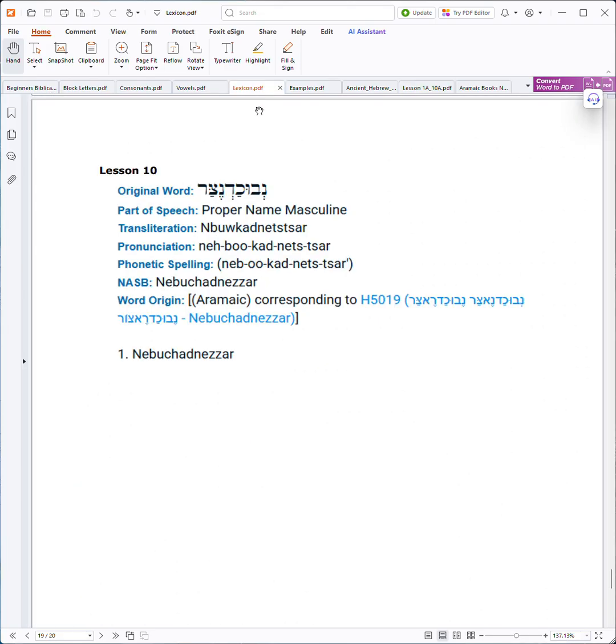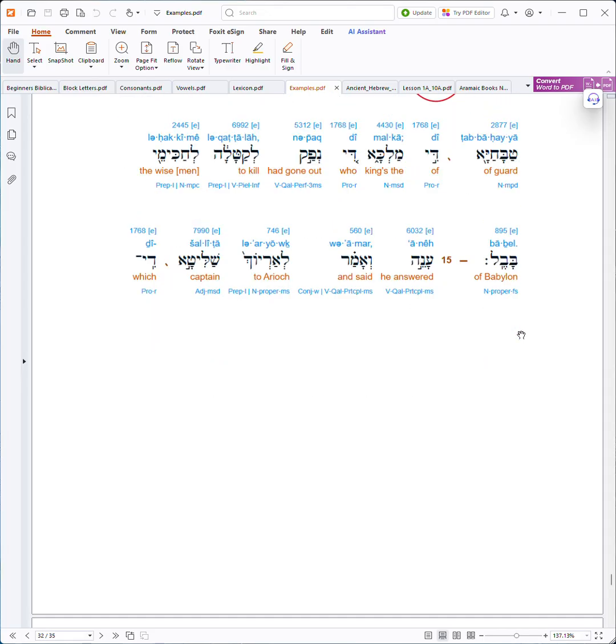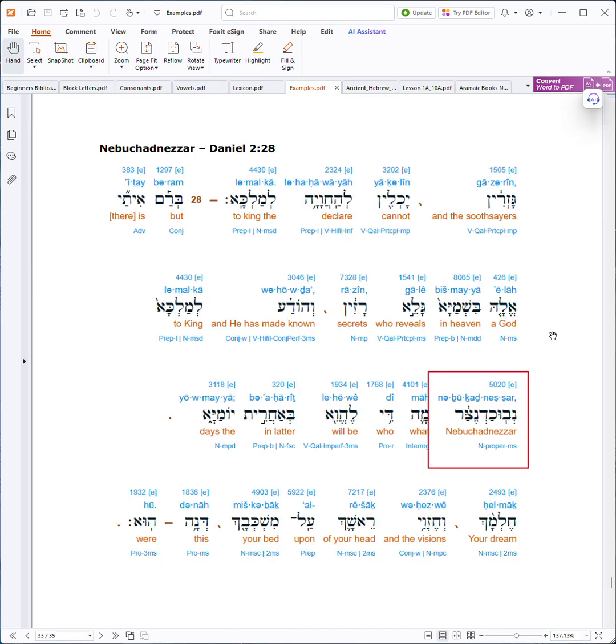So let's see. Here it is in our lexicon, and it's translated as Nebuchadnezzar. And let's see if we got old Nebuchadnezzar down here. There he is. Big word. Daniel 2:28. Here's king again. We've talked about king in the past. Here's God. Here's heaven. King. So we're picking up quite a few words here as we go along.